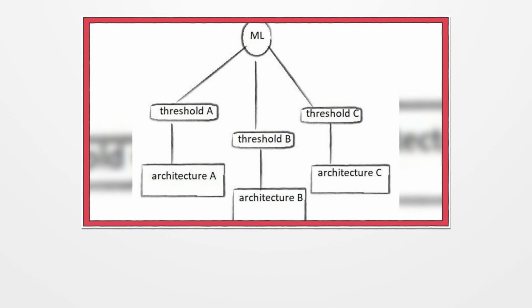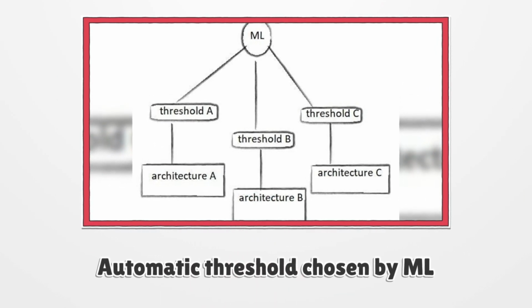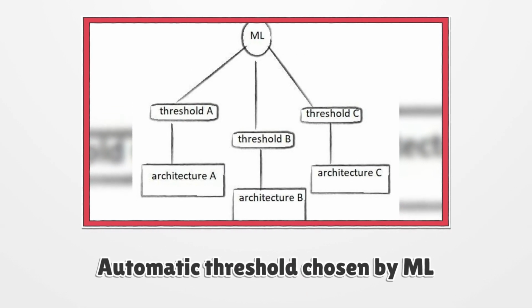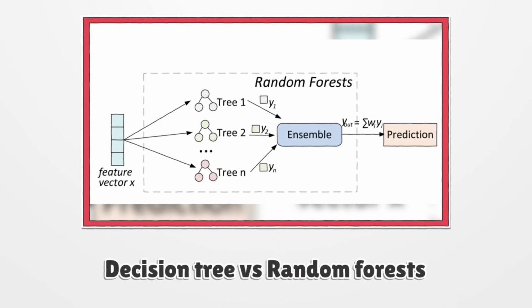The threshold is automatically determined by a machine learning algorithm, which makes it adjustable when we have different architectures or application domains. However, a significant drawback of using a single decision tree is that the model can overfit due to outliers in the training data. Random forest, an ensemble learning method, is therefore proposed to handle the problem of overfitting.